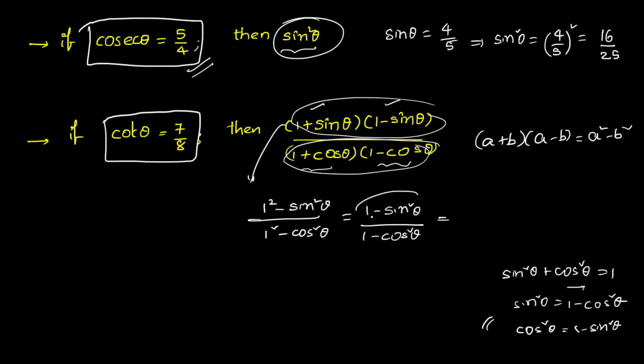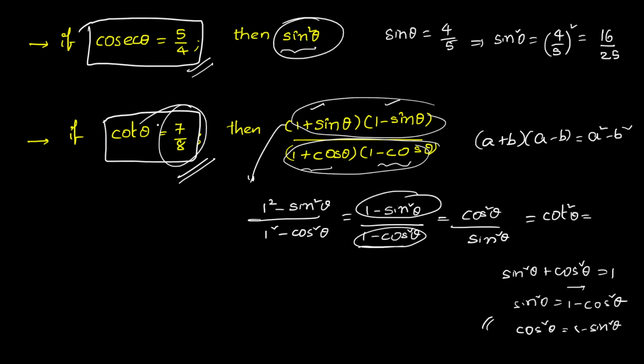So this value becomes cos square theta, and this value becomes sin square theta. So cos by sin becomes cot, sin by cos is tan, sin theta by cos theta is tan, and cos theta by sin theta is cot theta. So the value becomes cot square theta, and we know the value of cot theta as 7 by 8. Now if you square it, it will become 49 by 64.